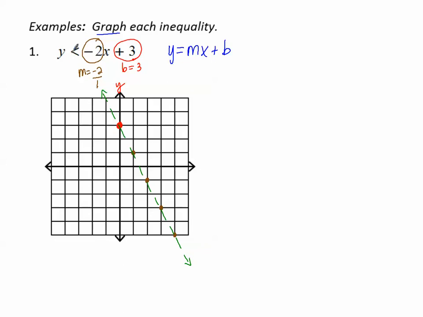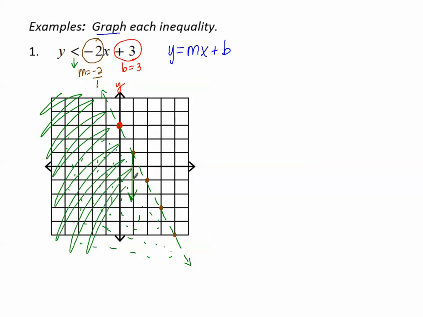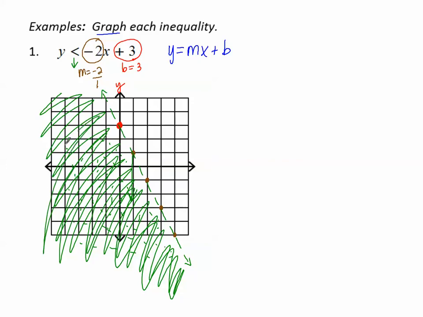Then I see that this is a less than symbol. Less than means shade down. So I put my pencil somewhere on the line and I indicate going down. I'm going to go below this line. So all of these are points that are solutions of the inequality. Well, an easier way to do this than to draw all the points is just to shade this region that is below the line. All of these are points that are solutions of the inequality.